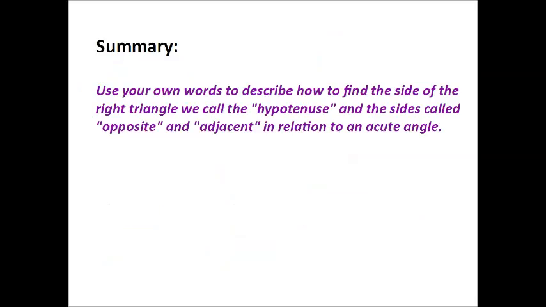Good for you guys. Okay, for our summary, I want you to use your own words to describe how to find the side of the right triangle we call the hypotenuse, and the sides called opposite and adjacent, in relation to an acute angle when we want to get started to calculate our trig ratios.